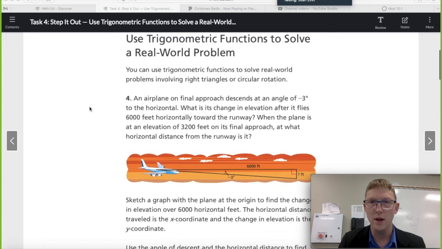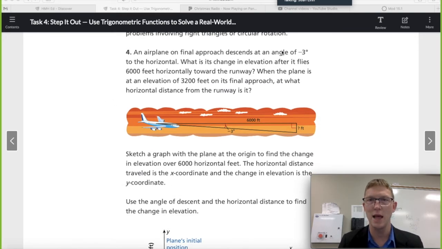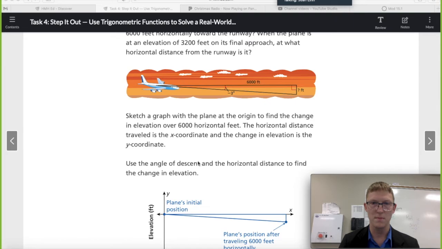So an airplane on final approach descends at an angle of -3 degrees to the horizontal. What is the change in elevation after it flies 6,000 feet horizontally towards the runway? When the plane is at an elevation of 3,200 feet on its final approach, what horizontal distance from the runway is it? So let me reread that. So sketch a graph with the plane.